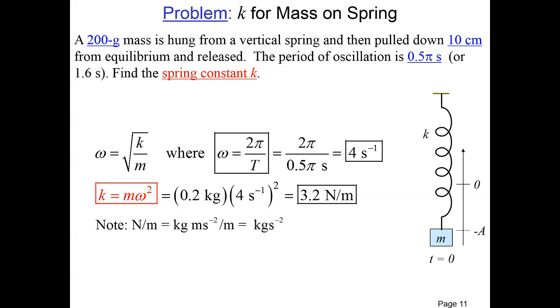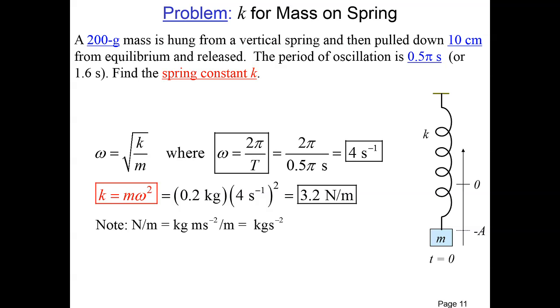The next problem we want to do is when a 200 gram mass is hung from a vertical spring and then pulled down 10 centimeters from the equilibrium and released. The period of oscillation is 0.5 pi seconds, or about 1.6 seconds. Find the spring constant k.